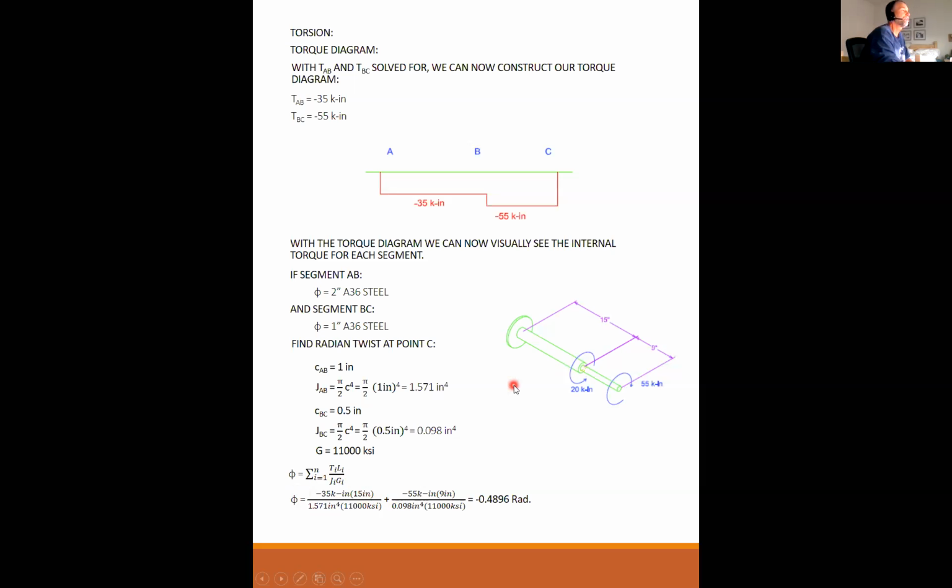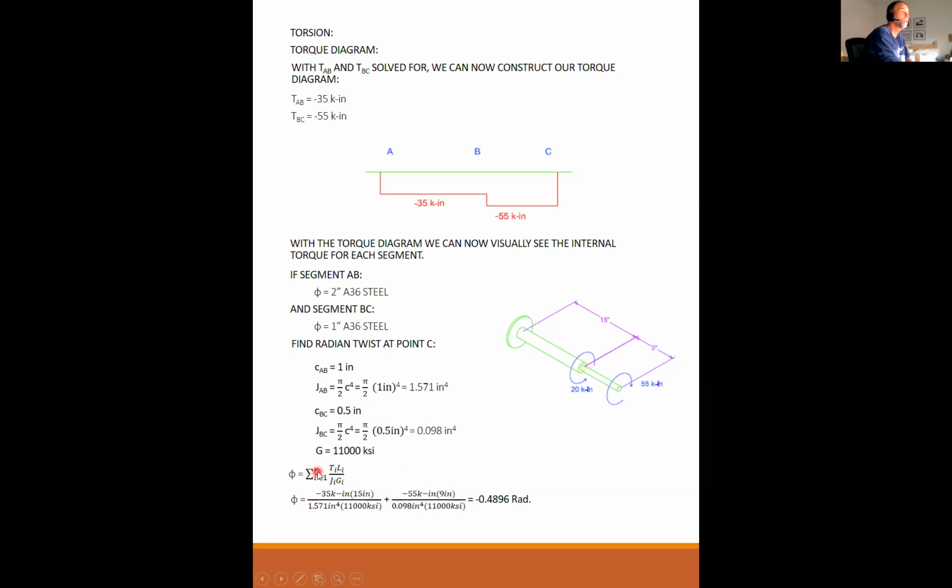What if I asked you, what is the difference in twist from B to C? We know B is going to twist a little bit. C is going to twist a lot. What is the difference in twist from C to B? Would that be the other half of that equation? Yes, it would. This term would be the difference in the two.